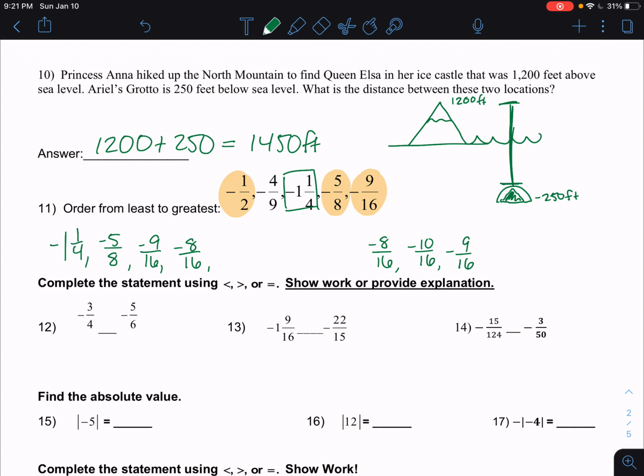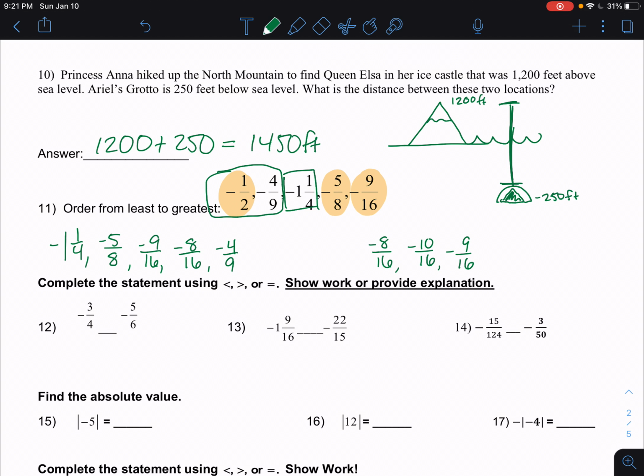And the reason why I know negative 4/9 comes last, it is the closest to 0, is because negative 4/9 is greater than negative 1/2. So when I compare these two numbers to each other, negative 4/9 is actually closer to 0 because it's not 1/2 or bigger. So I did a small comparison to 1/2 to figure out that number comes last.